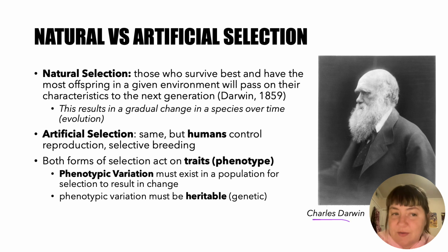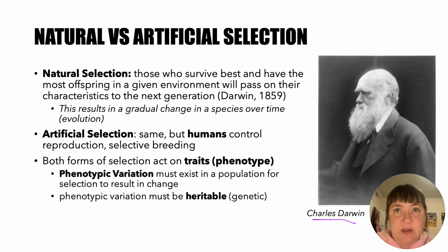So here we have Charles Darwin, and he's famous for his theory of natural selection and evolution. And so the idea here is that basically in nature, those who survive the best and have the most offspring in a certain environment will pass on their characteristics to the next generation. And then that would result in this gradual change of a species over time into a new species. And so that's evolution.